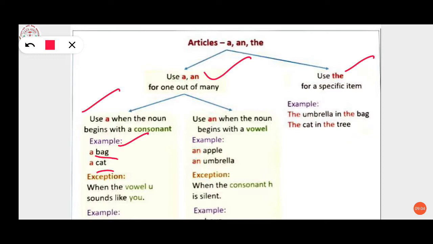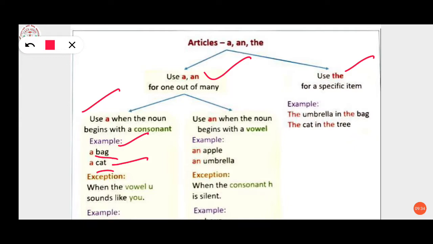Now you can see that the word bag is producing a consonant sound, bag. So before bag we are using B over here. So before that we will use a, and likewise cat is given over here. Cat is also a noun. So before that also we will use a.